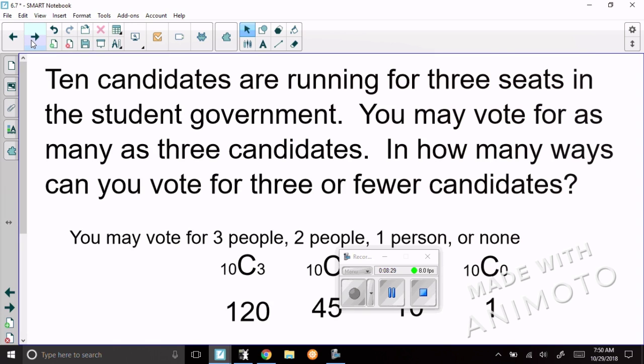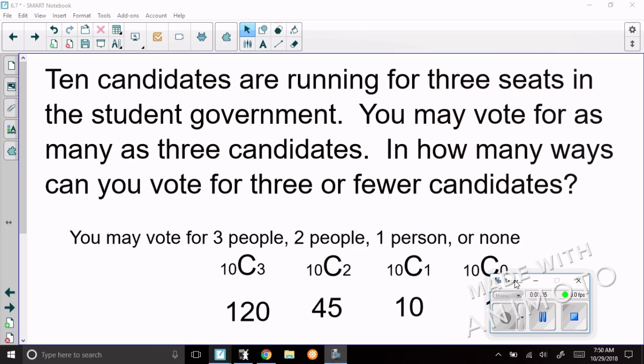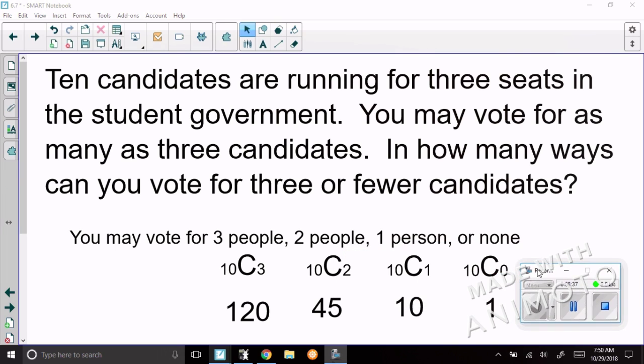All right, we have one more example here that I want to discuss. Here we have 10 candidates running for 3 seats in the student government. You may vote for as many as 3 candidates. Note, it says as many as. We don't have to vote for 3. We can vote for as many as 3. So in how many ways can you vote for 3 or fewer candidates?